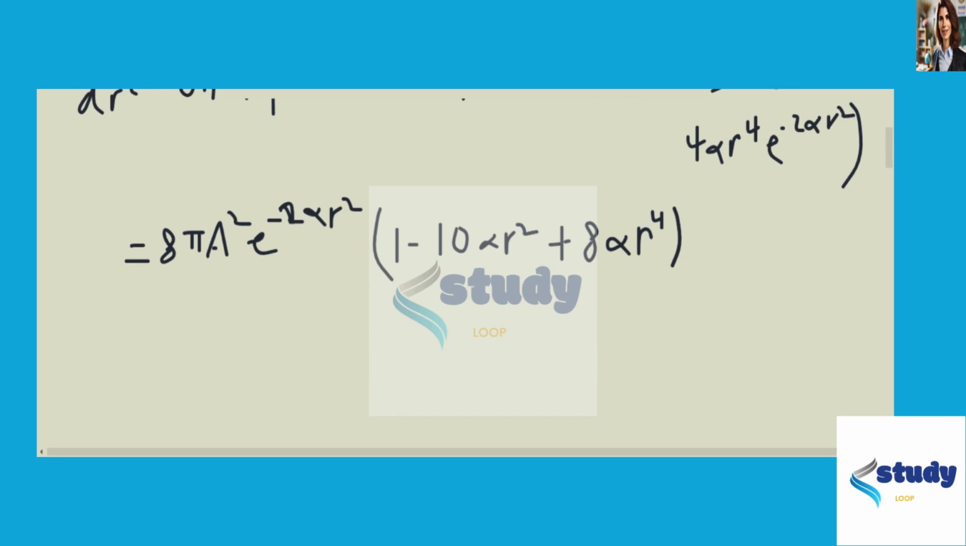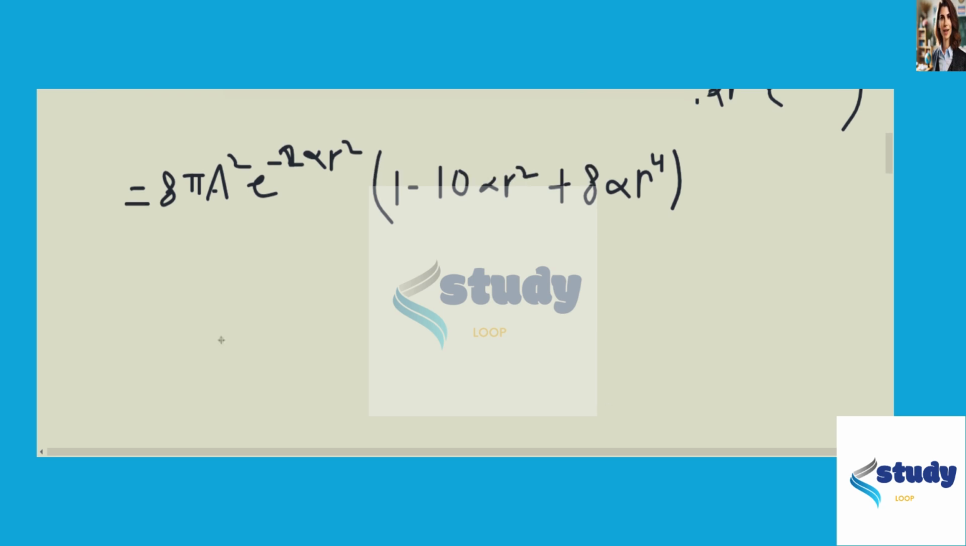Okay, so now we can replace r with the square root of 1 over 2 alpha. And so, of course, that value is squared. So what this becomes is, so we have 8 pi. So you have e to the minus 2 alpha times 1 over 2 alpha. So this is e to the minus 1. Again, that's replacing r with the square root of 1 over 2 alpha. So that gets squared, so that becomes 1 over 2 alpha. Cancels with that 2 alpha, so it's just negative 1.